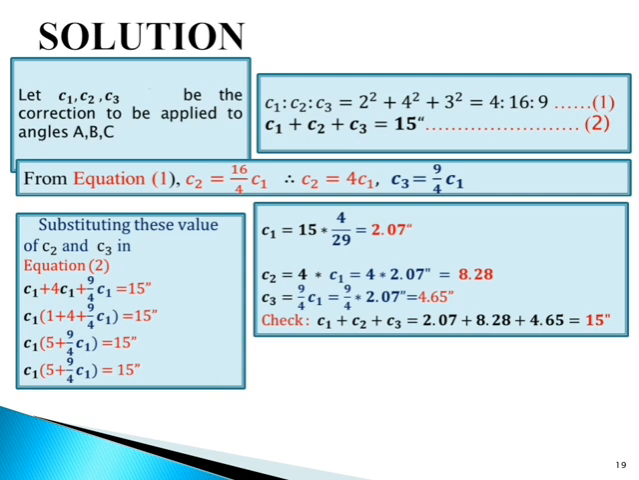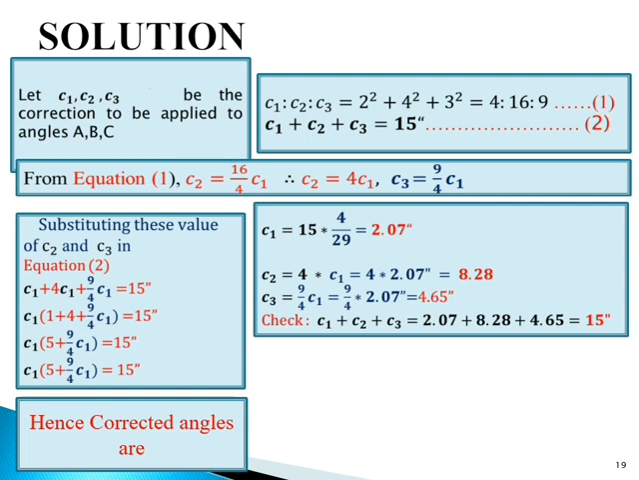2.07 seconds. C2 will be 4 into C1, so 4 into 2.07 seconds. So the answer will be 8.28 seconds. C3 is equal to 9 by 4 C1, so 9 by 4 into 2.07 seconds. So the answer will be 4.65 seconds. So if we apply the check, C1 plus C2 plus C3 is equal to 2.07 plus 8.28 plus 4.65, which is equal to 15 seconds. So it is accurate.